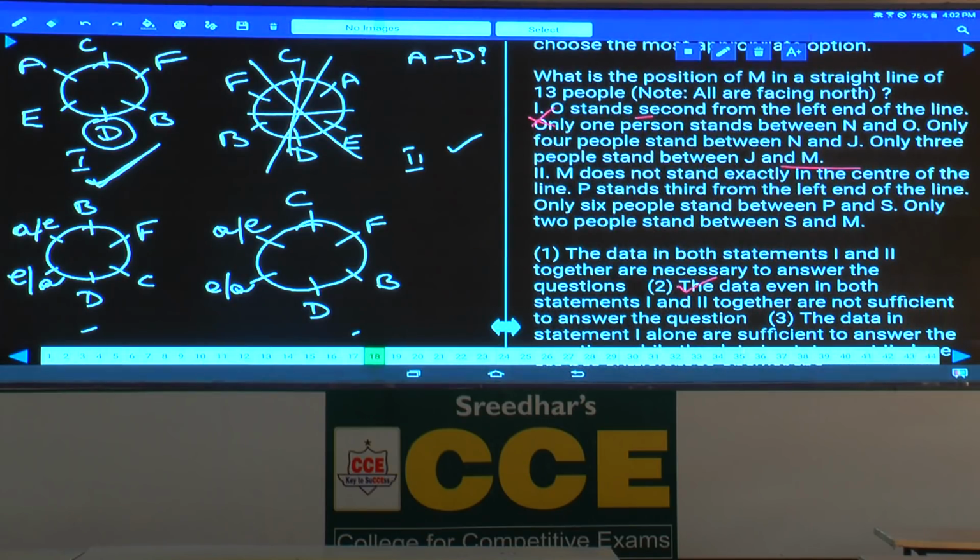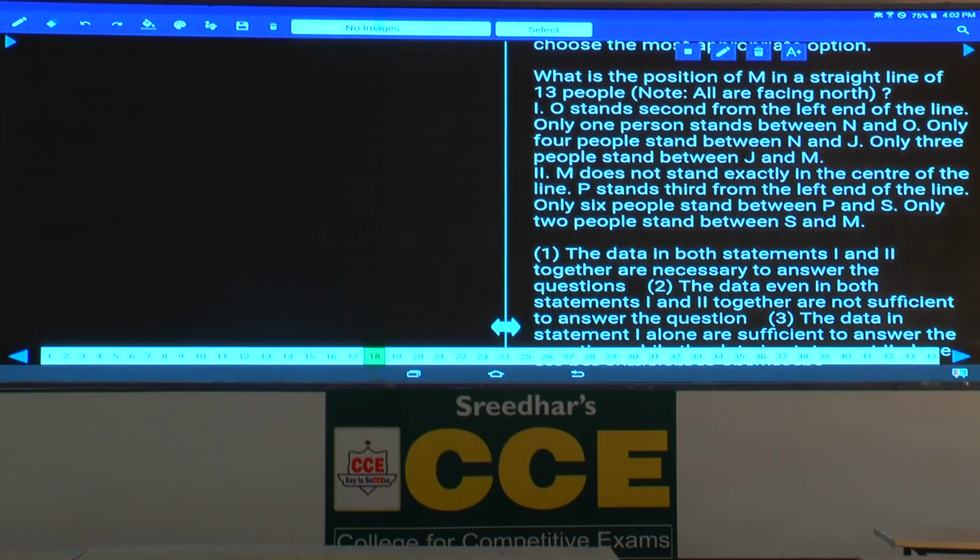Now, in this question number 18, what is the question here? What is the position of M in a straight line of 13 people? Total number of persons were 13 and all are facing towards north, clearly given. O stands second from the left end of the line. And only one person between N and O, so N must be the fourth from the left end.